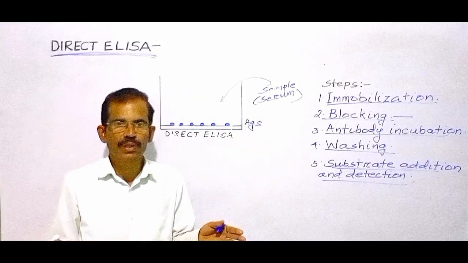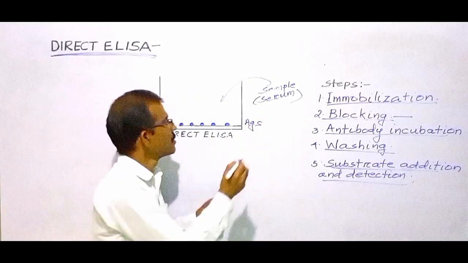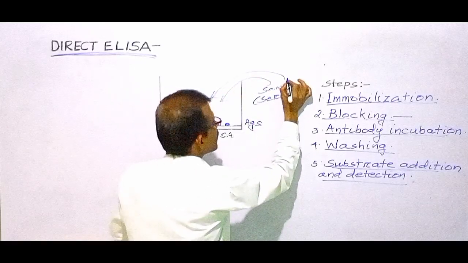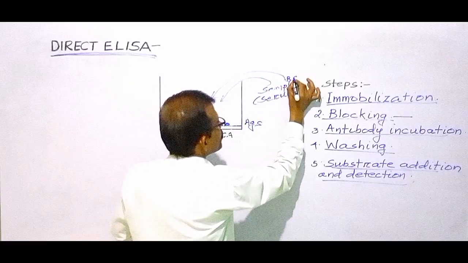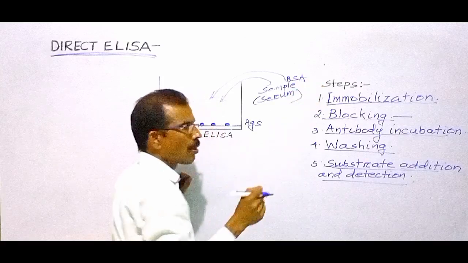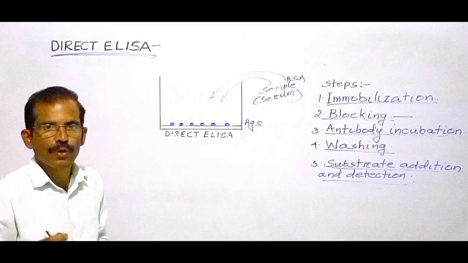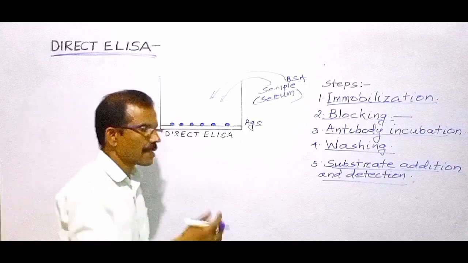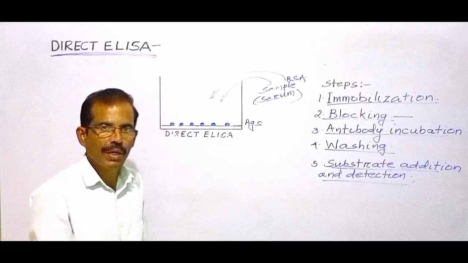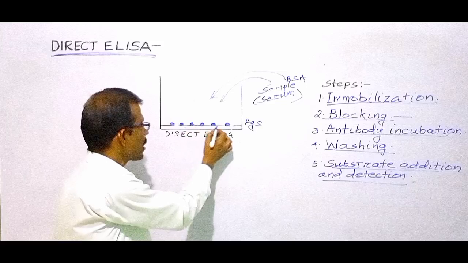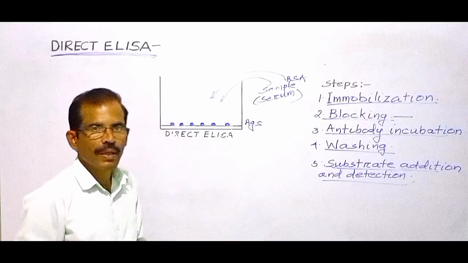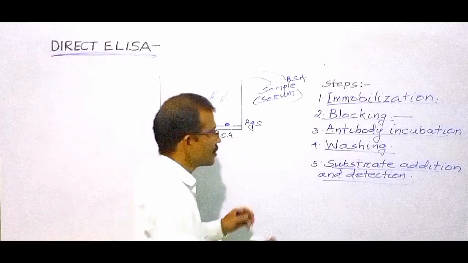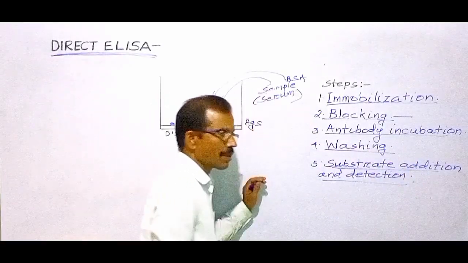After immobilization of antigens, the plates are blocked by adding proteins such as bovine serum albumin or ovalbumin. Blocking is necessary to ensure that the enzyme-linked antibody binds only to the target antigen. After the plates are blocked, the next step is antibody incubation.